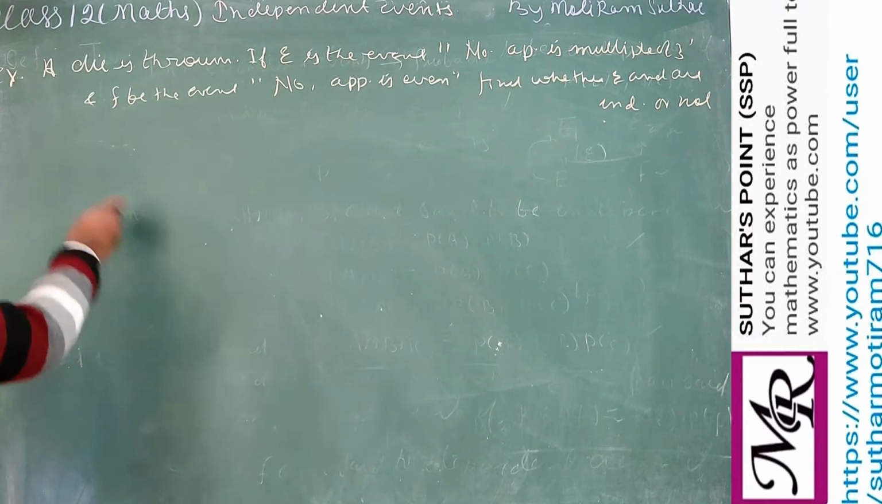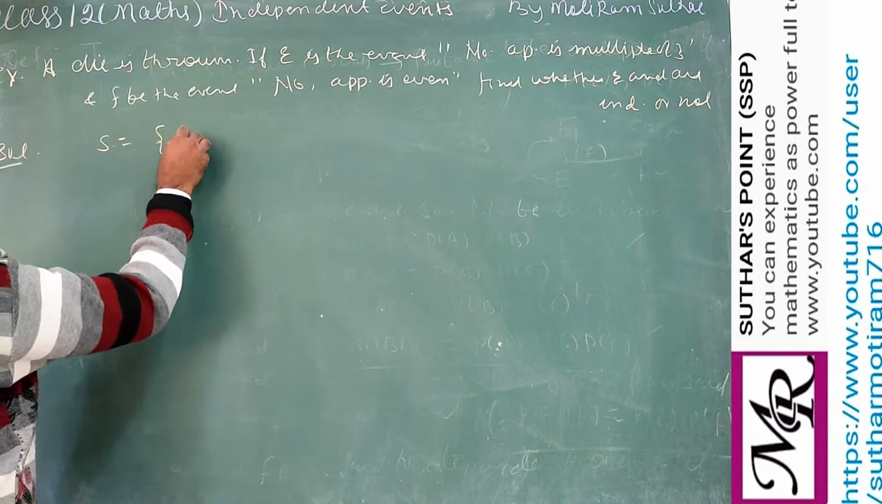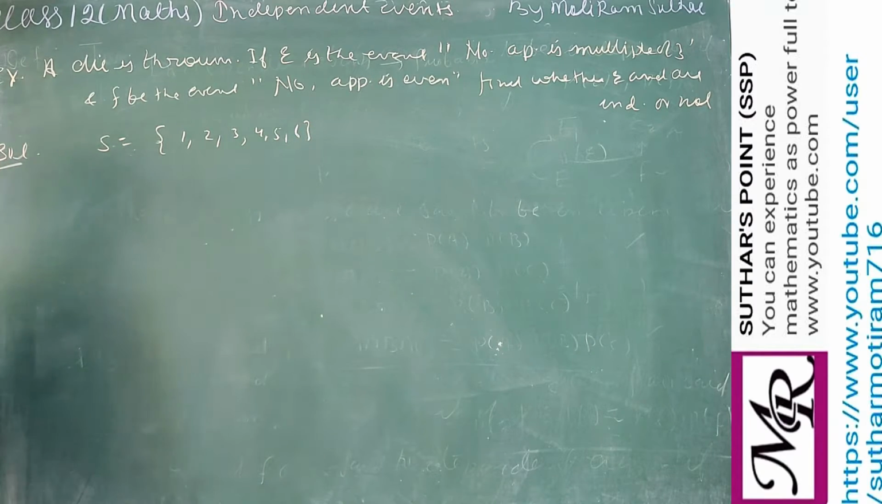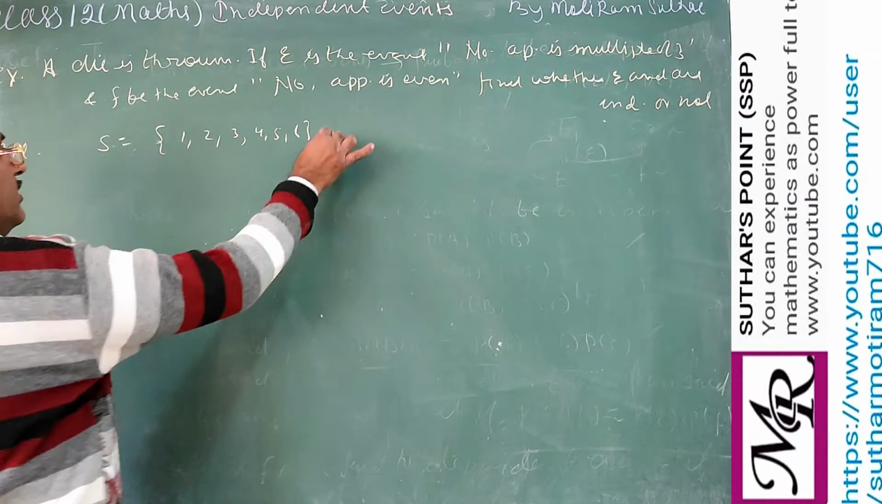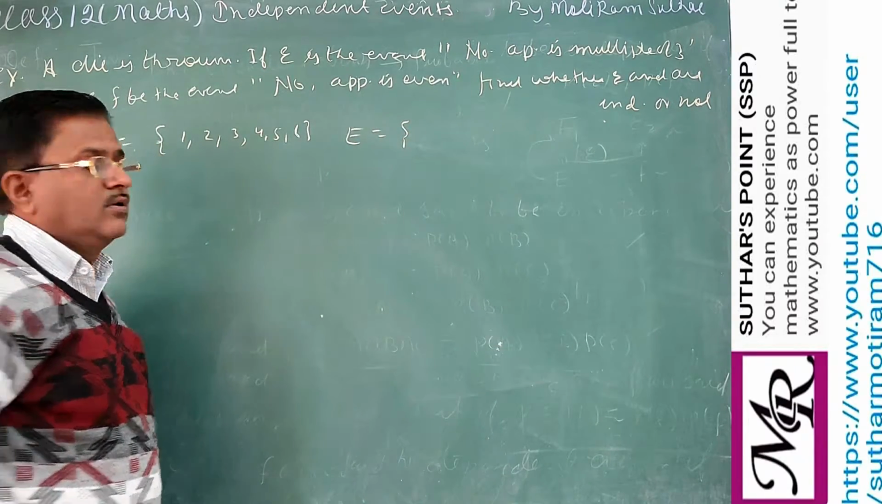In the solution, the sample space when throwing a die has total outcomes 1, 2, 3, 4, 5, 6, and E is the event that the number appearing is a multiple of 3.